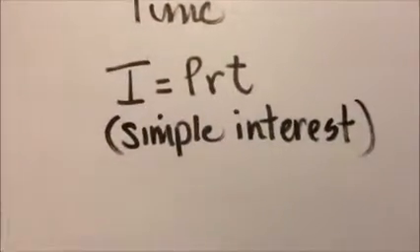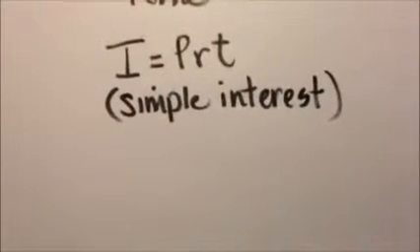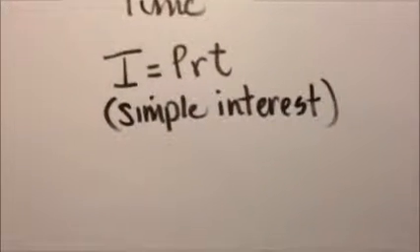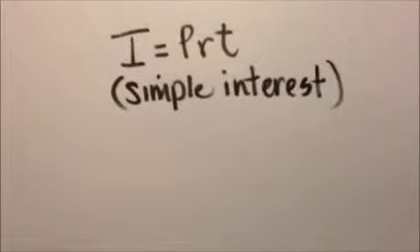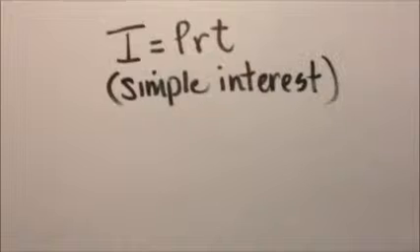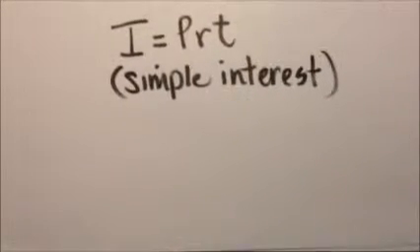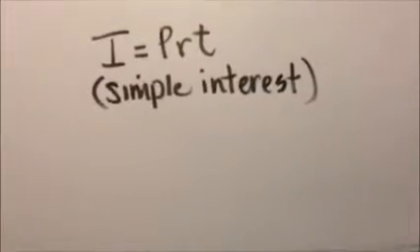Now, the equation for simple interest, which is what we're talking about, and which is typically what we talk about when we're looking in elementary school, is the formula I equals PRT. I represents interest, P is principal, R is the rate as a decimal, and T is the time in years.